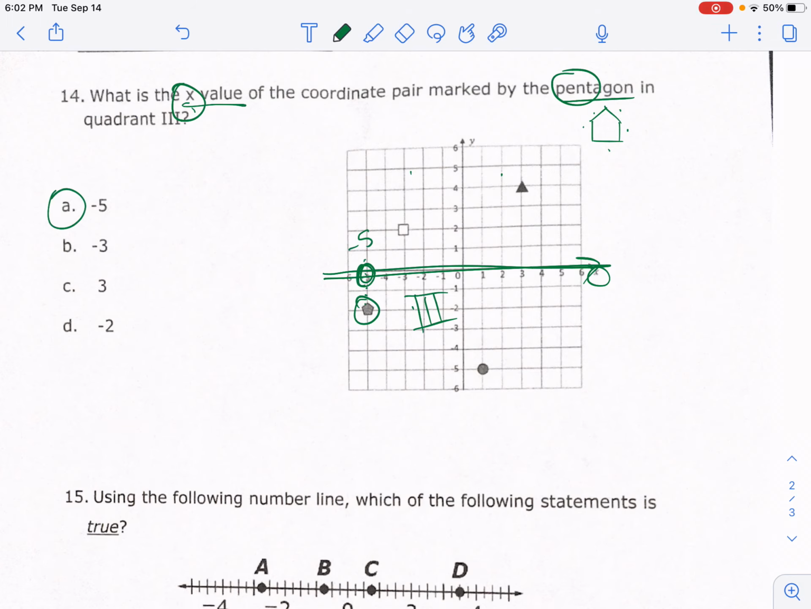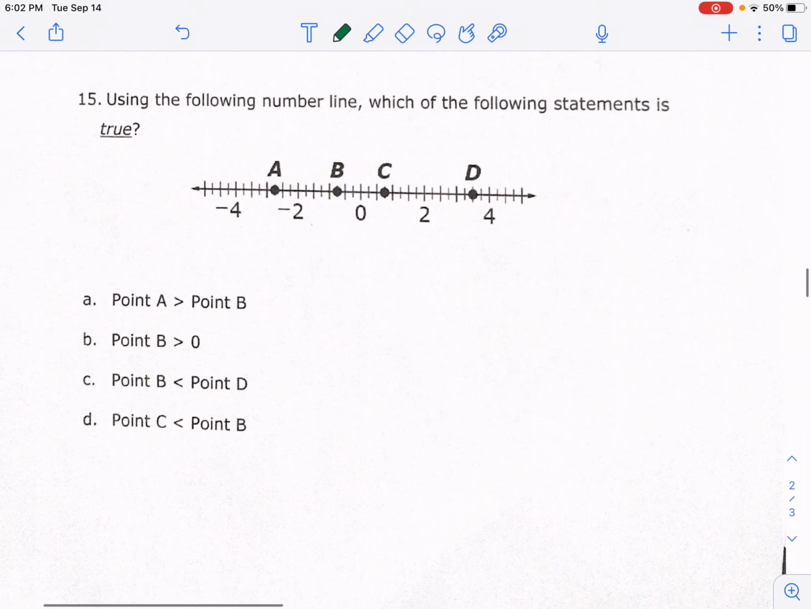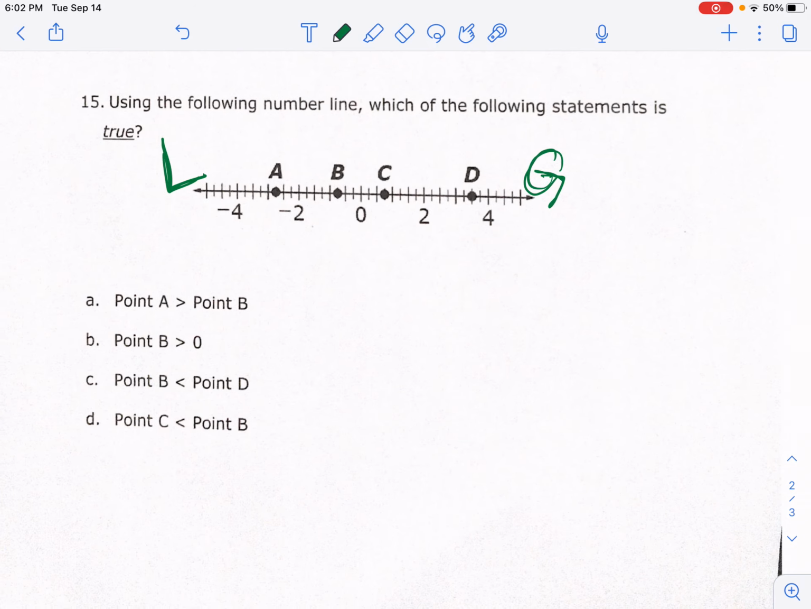Okay, so A. All right, now we have to figure out which statement is true. So remember, something that's really going to help you over here. As I move farther and farther to the left, I get less and less. As I move farther to the right, I get greater and greater. Okay, point A is greater than point B. No, point A is farther to the left, so it's less. Point B is greater than 0. Nope, it's to the left of 0. Here's 0. So that means it is less than 0.